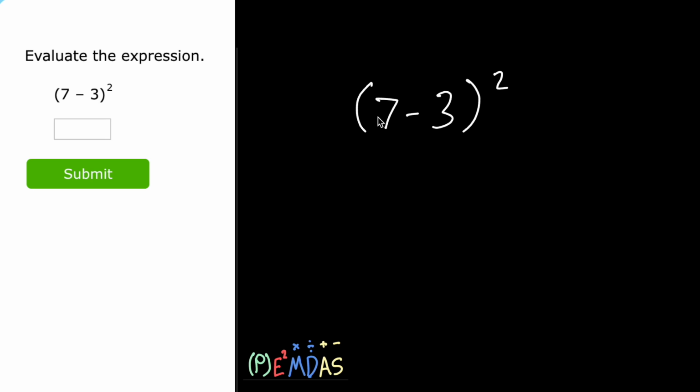With this question, we need to solve what's inside of the parentheses before we can look at the exponent. So 7 minus 3 gives us 4, and then 4 squared equals 16.